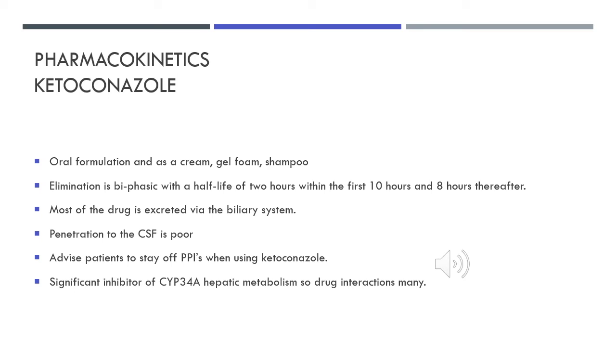Penetration to the cerebrospinal fluid is poor, so you do not want to use ketoconazole in a CSF infection. Just like some of the earlier drugs we were talking about, you want to advise patients to stay off of PPIs when using ketoconazole because of the gastric pH alterations and then alterations to absorption. It's also a significant inhibitor of CYP3A4 hepatic metabolism, so the drug interactions do occur. And I see my typo here: CYP3A4, not 4A. Sorry about that.